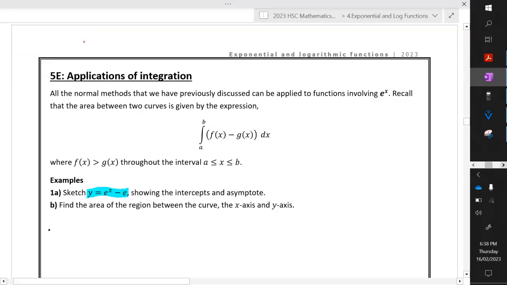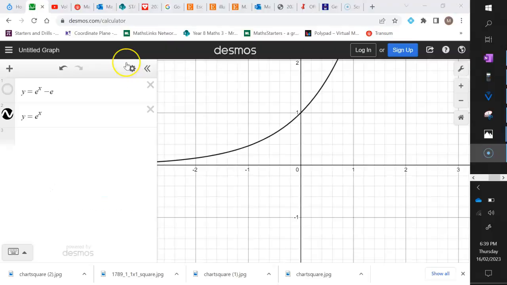So we all know what y equals e to the x looks like, don't we? I've just jumped into Desmos here and I've plotted y equals e to the x. This is what y equals e to the x looks like. And what we want to do with this graph is translate it down by an amount of e. So we know e is approximately 2.7. So what we're going to do is move this graph down e units.